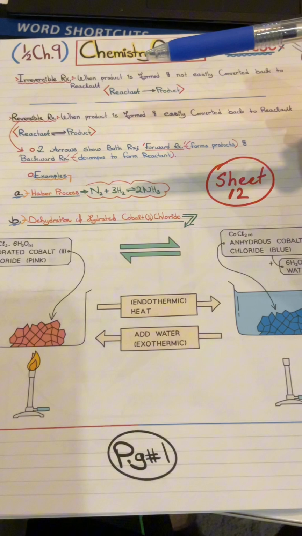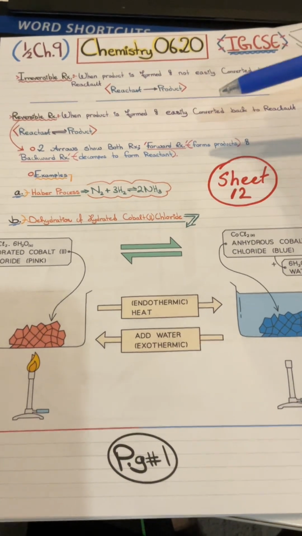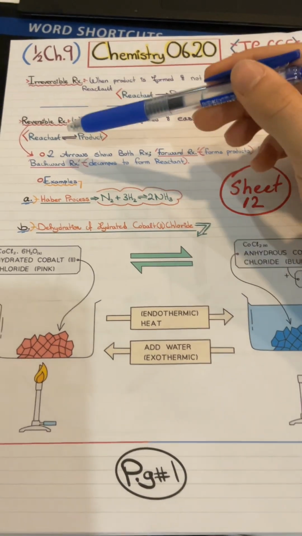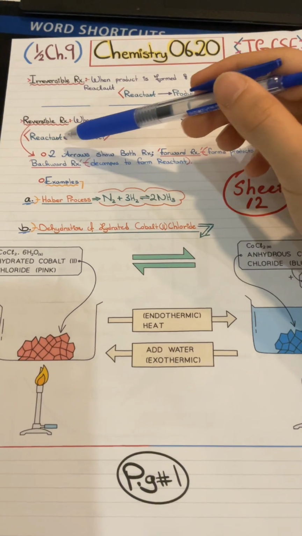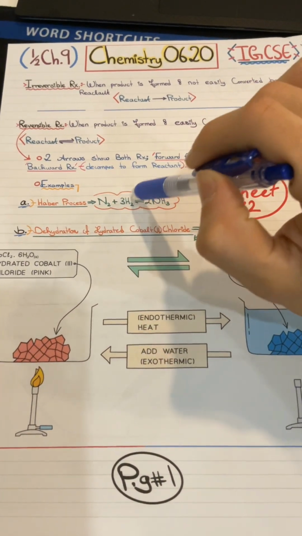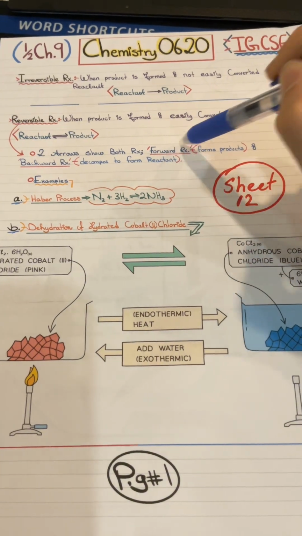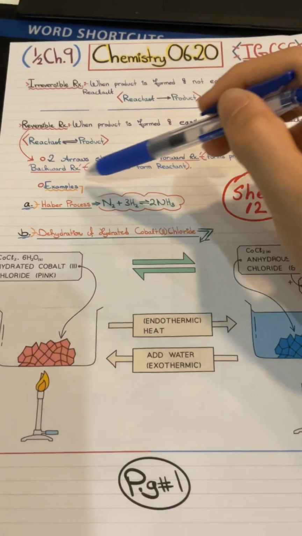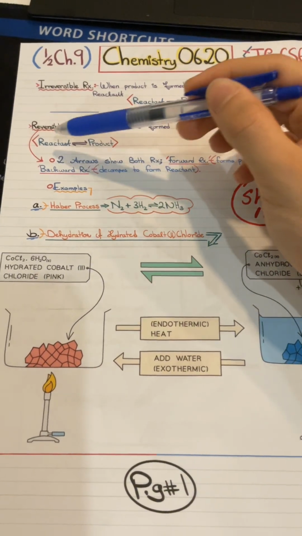A reversible reaction is when the product is formed and it is easily converted back to the reactant. So reactant to product and easily converted back to the reactant. We use two arrows to show both of the reactions, the forward reaction that forms the product and the backward reaction that decomposes to the reactant.